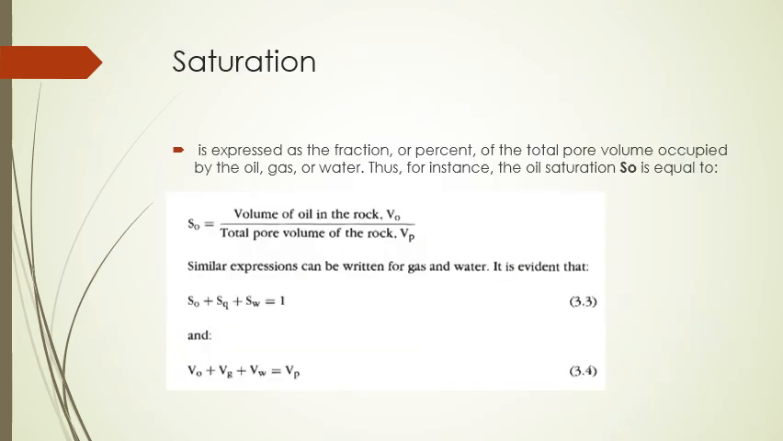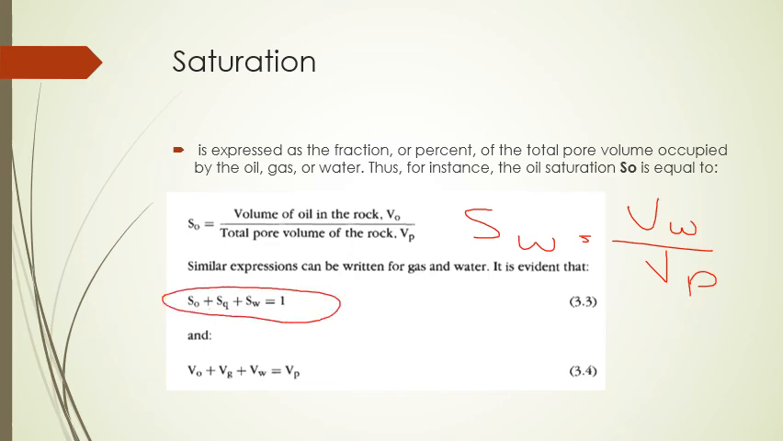Now we will talk about saturation. If porosity is the percentage of pore spaces with respect to the bulk volume of the sample, then saturation is the percentage of the volume of a certain fluid inside the pore spaces with respect to the whole volume of the pore spaces. So the water saturation will be the volume of water with respect to the volume of pore. We can conclude that the summation of all types of saturation gives us 100% or a value of 1, which represents 100% of the porosity.